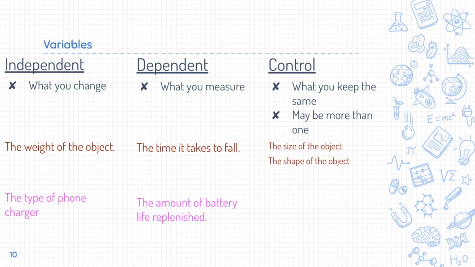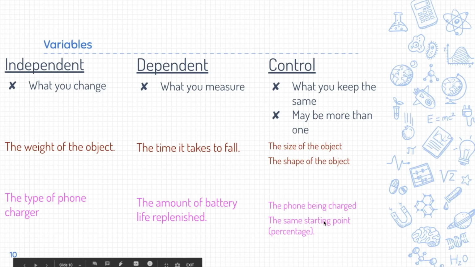With the example with the phone charger, you might decide the phone that's being charged has to be the same each time. It wouldn't be fair if the first time I charged, I was using an iPhone, and then the second time I used a Samsung phone. Because what if iPhones charge faster than Samsung phones? You may want to start from the same starting point. So the first time you do it, if you start your phone at 50% and you're seeing how much it charges in 10 minutes, the second time you do it, start from 50% again.